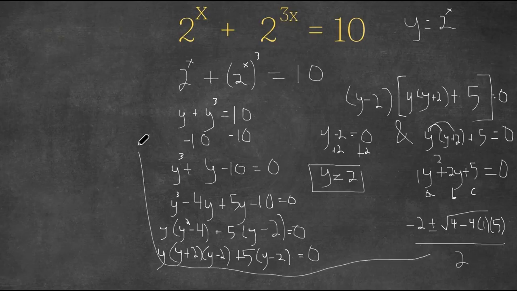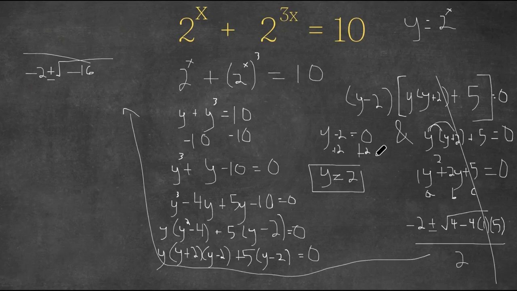Now we have negative 2 plus or minus the square root of 4 minus 4 times 1 times 5. That's 4 minus 20, which is negative 16. And as you see, we can't take the square root of a negative. That's not possible, meaning this equation gives no real solution. So our only solution is y equals 2.